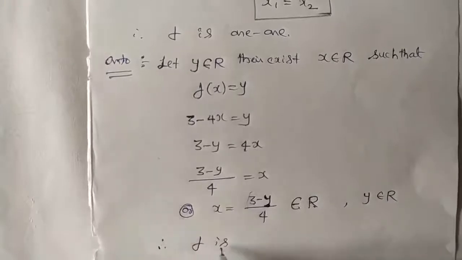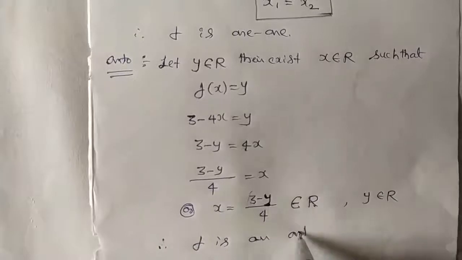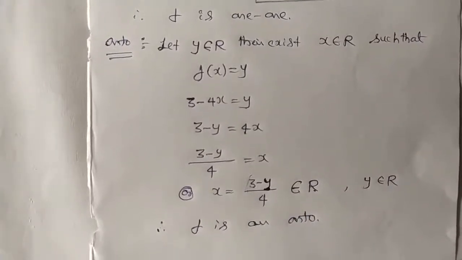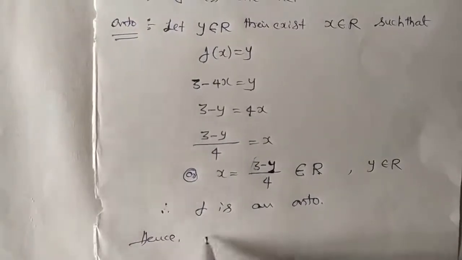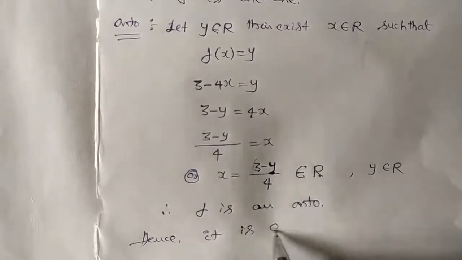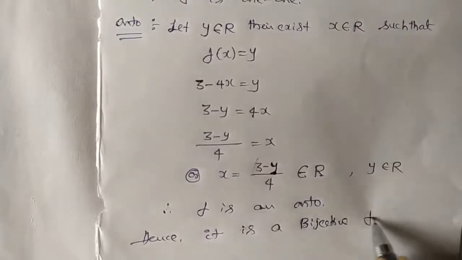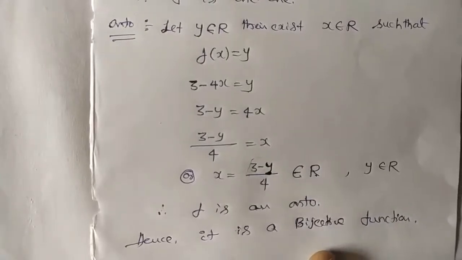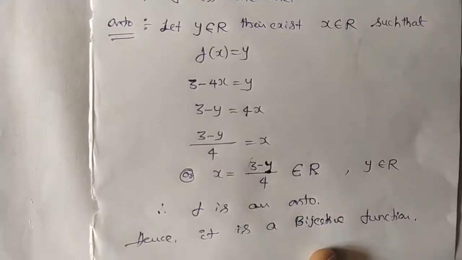Therefore f is onto. F is onto, which is both one-one and onto. Hence it is a bijective function. Hence it is a solution for this 39th question. Next we will move on to question number 40.